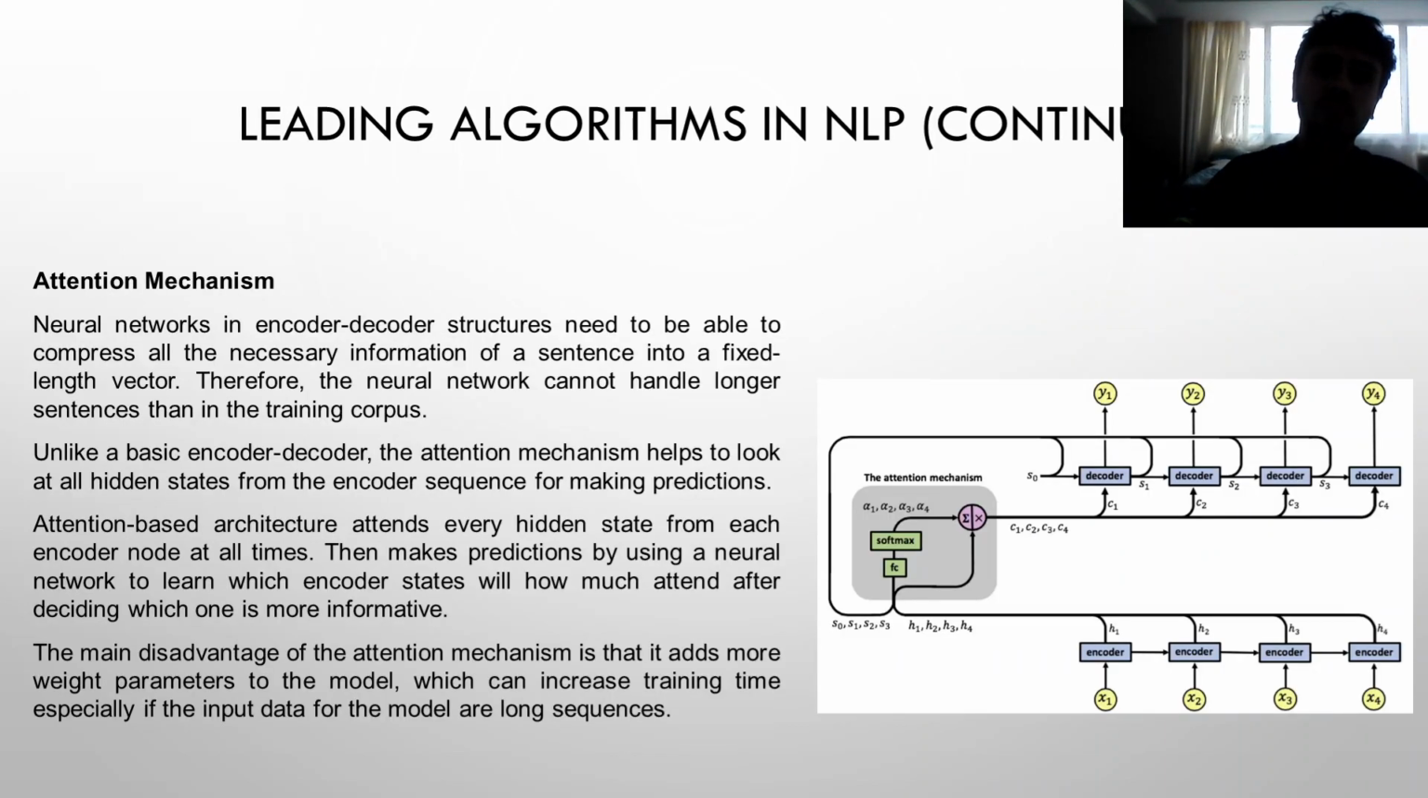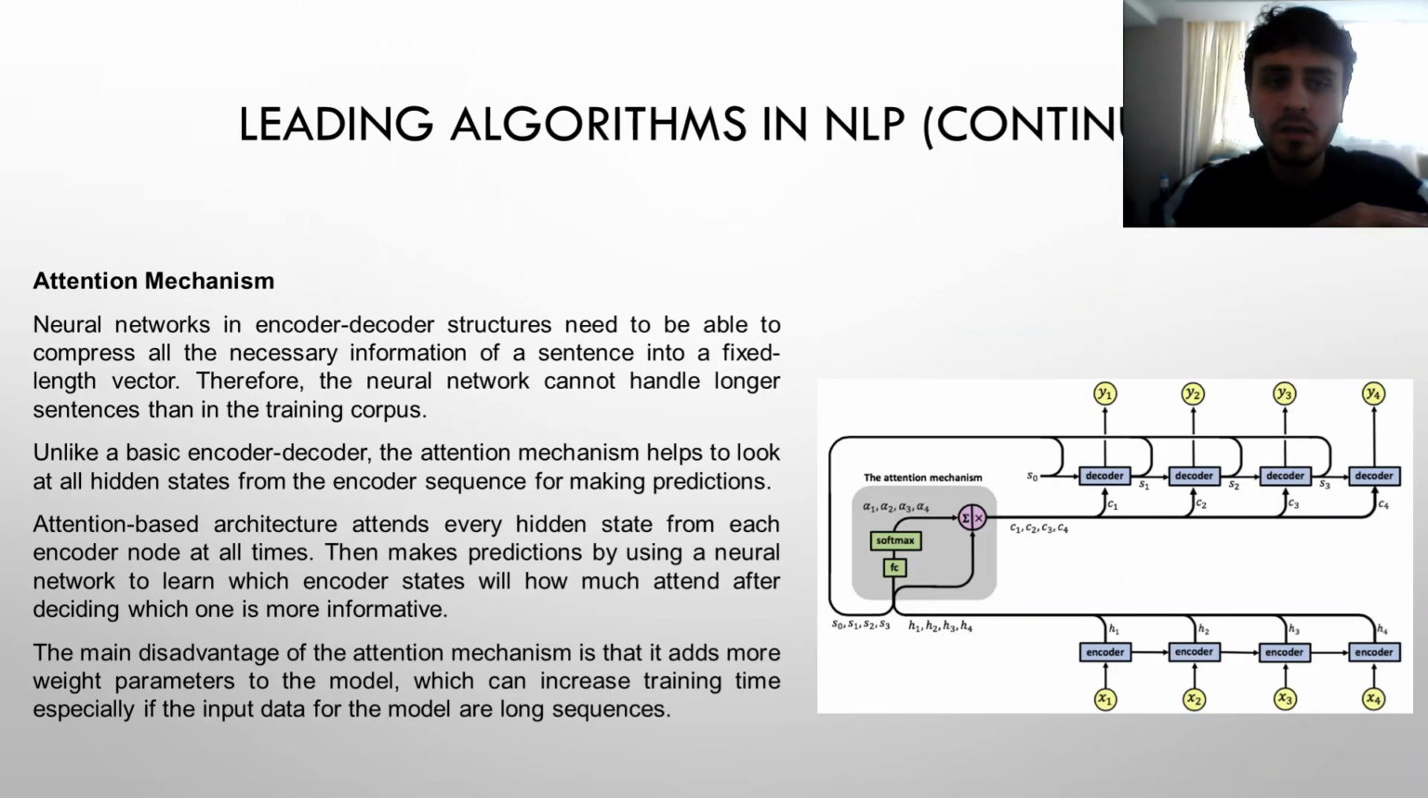And to solve these problems, there are attention mechanisms. Neural networks in encoder-decoder structures need to be able to compress all the necessary information of a sentence into a fixed length vector. Therefore, the neural network cannot handle longer sentences than in the training corpus.